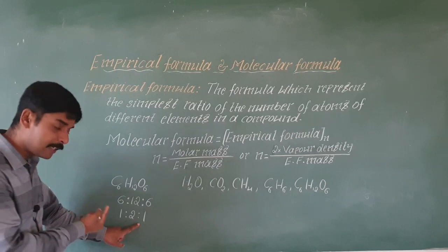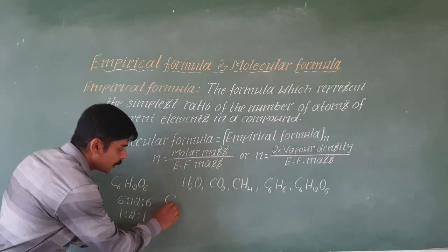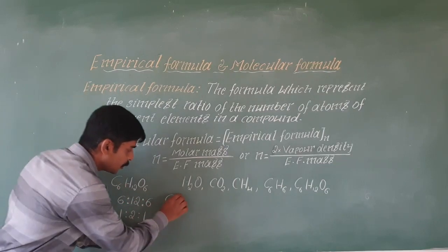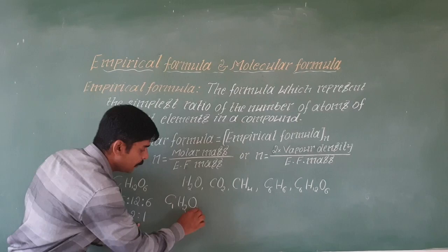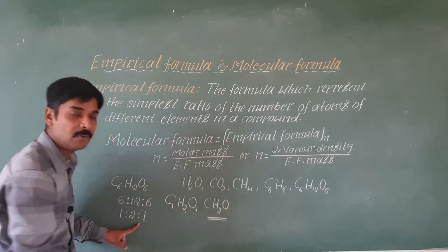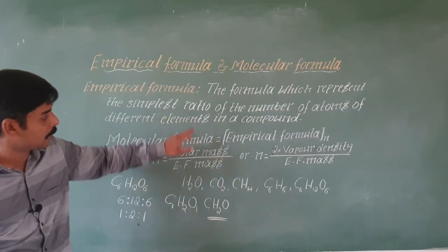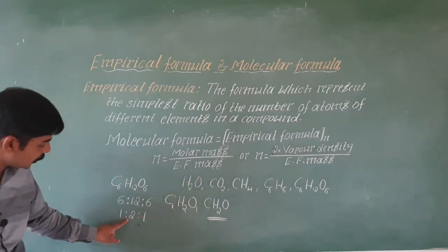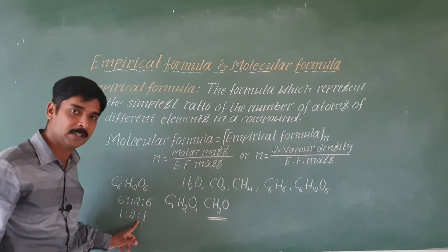Therefore, the empirical formula of glucose is C1H2O1, or simply CH2O. So the empirical formula gives the simplest ratio of the number of atoms of different elements present in the compound.